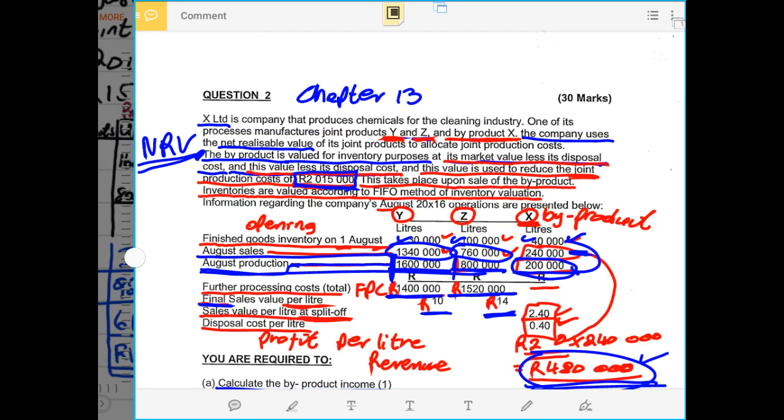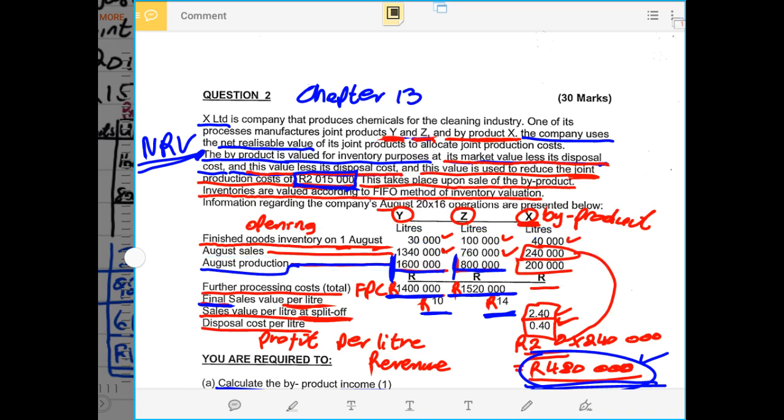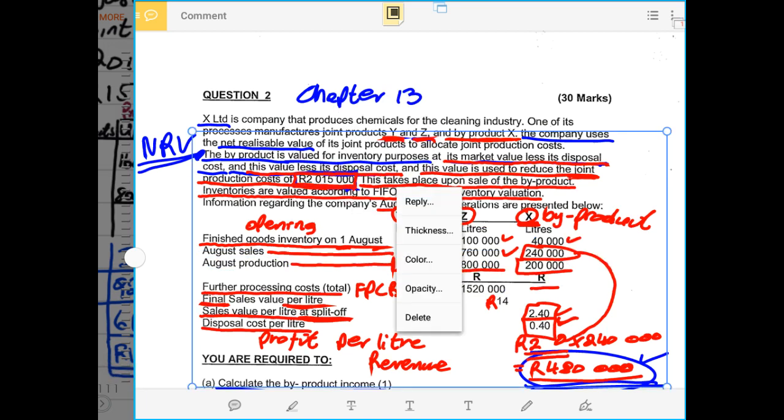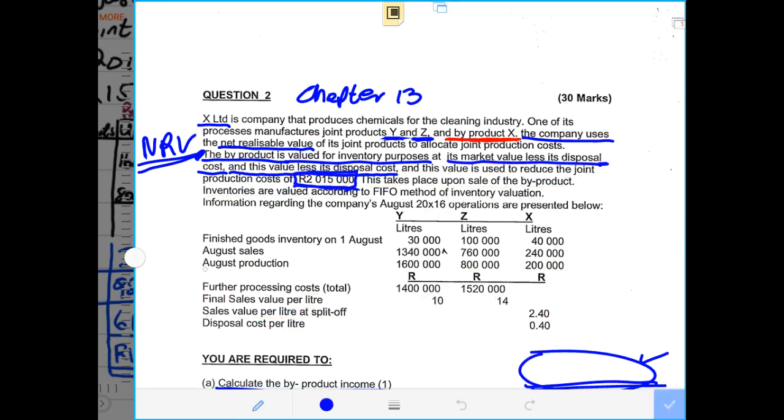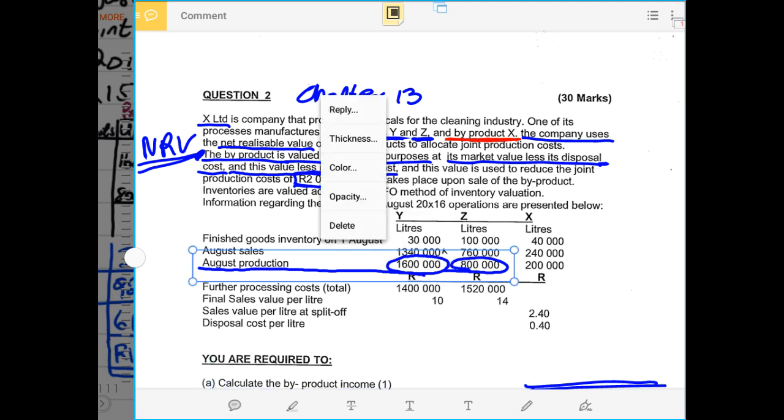Let me just go there. The units that they gave us as the units produced is given as August production. I just want to remove this so that we are clean. We have August production. There it was 1.6 million. This is units produced, which is August production. August production is the same as units produced. So now we also have for Z 800,000 units that were produced in the month of August. So we'll be using that to get to our joint cost per unit.